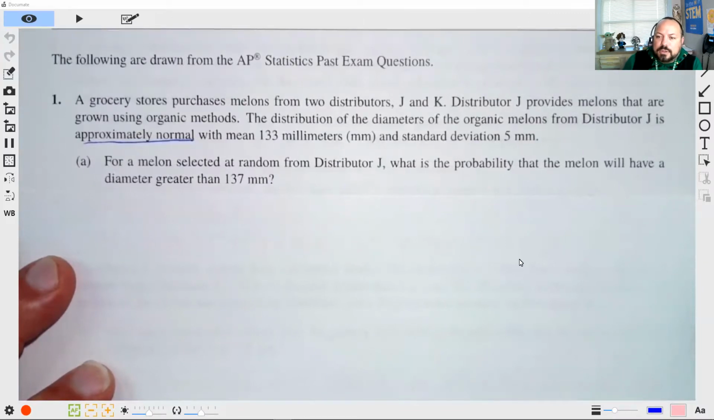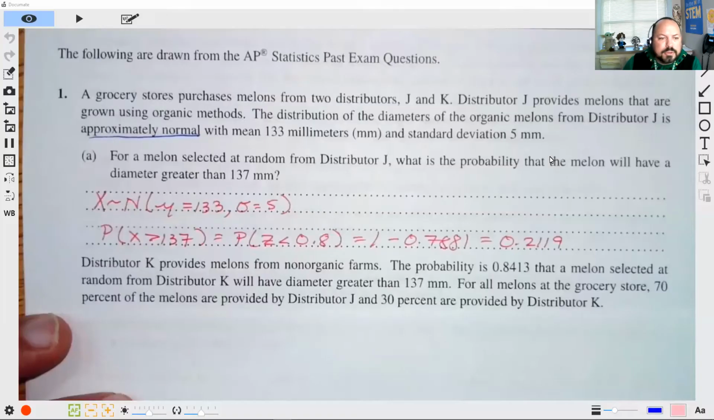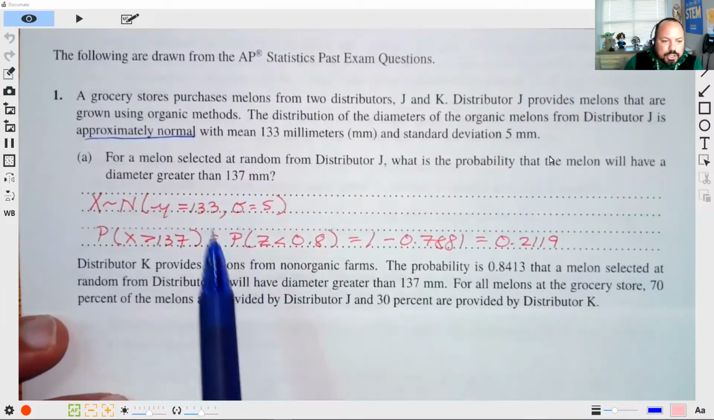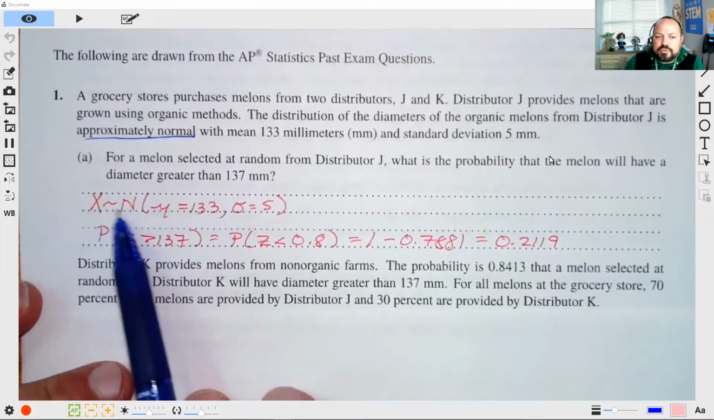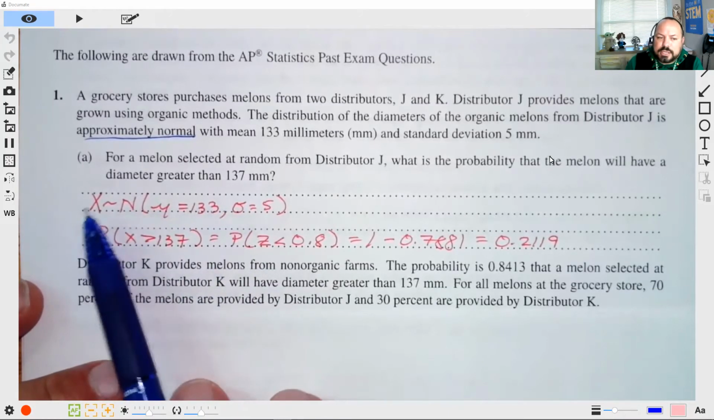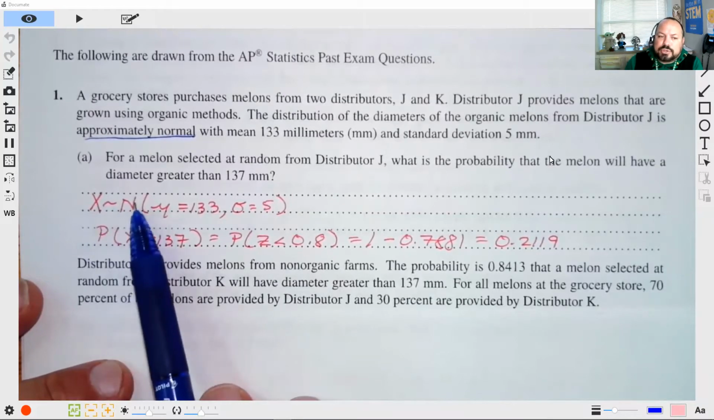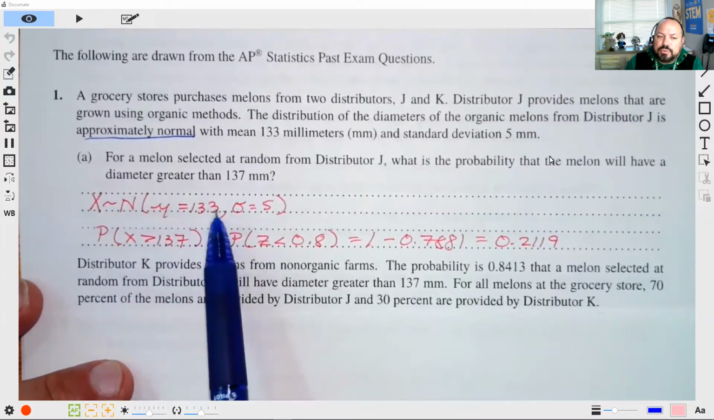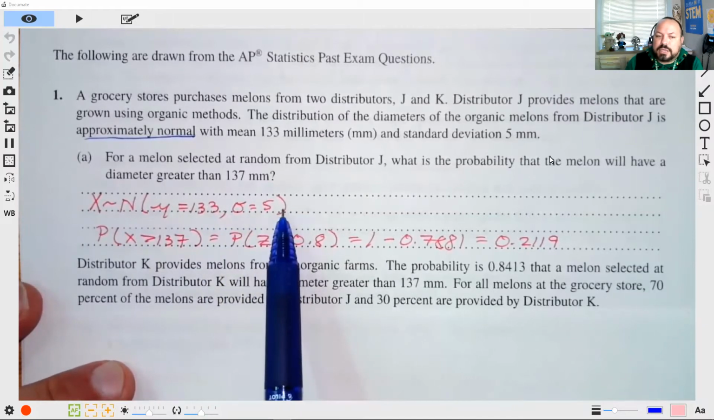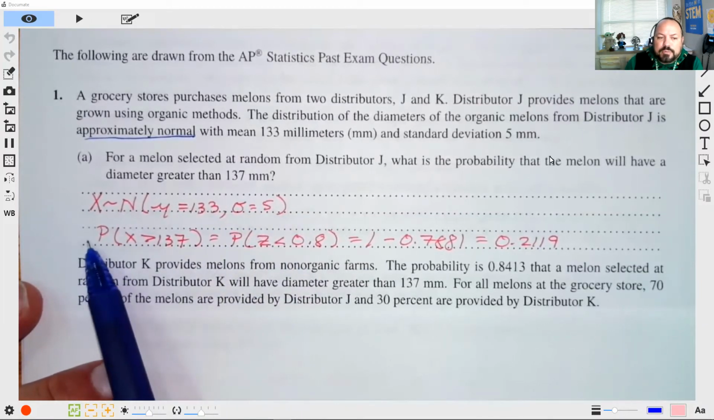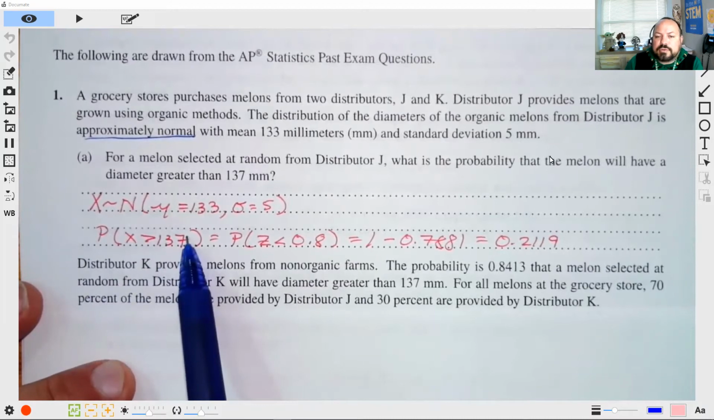If you'd like, pause the recording for a moment and then unpause and check your work. It's very important to make note of the information, and that is that X is normally distributed. We're going to have a random variable representing our melon from distributor J, normally distributed, mu 133, sigma equals 5. And we're trying to find the probability that X is greater than 137.